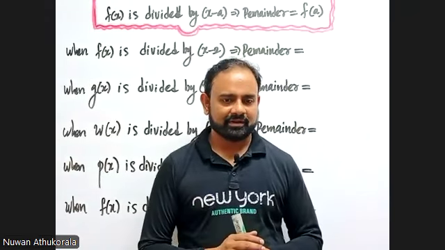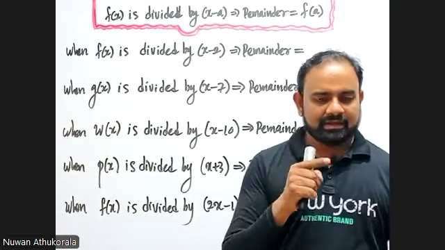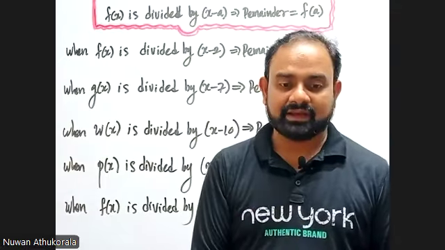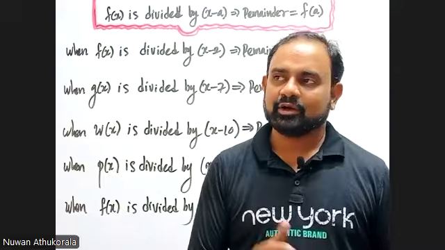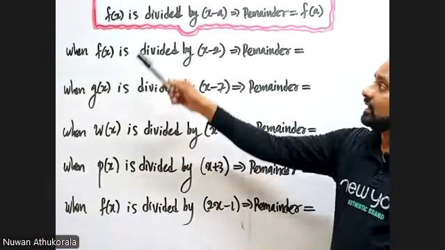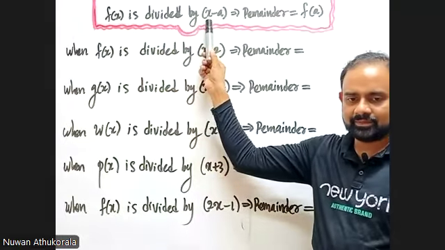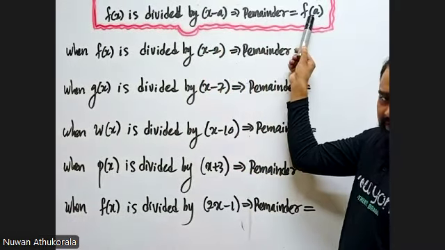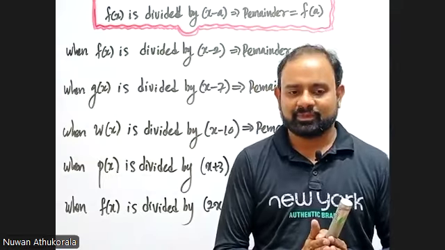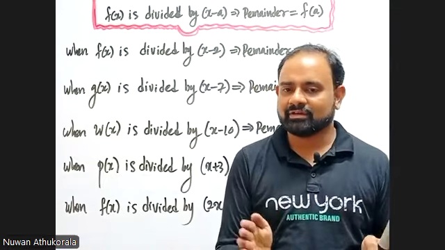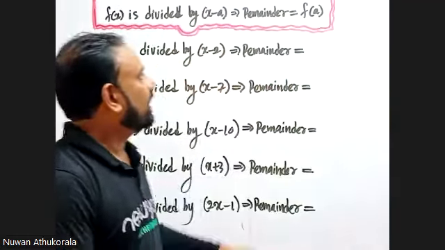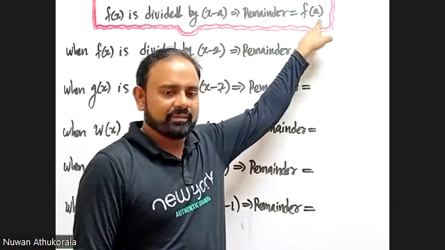How to apply the remainder theorem? Check the definition of the remainder theorem. The definition is: let f(x) be a polynomial function of x. When f(x) is divided by x minus a, the remainder is f(a). How to get the real number?